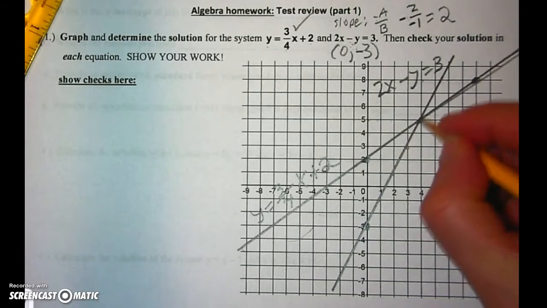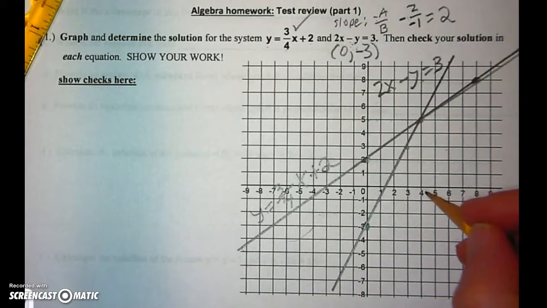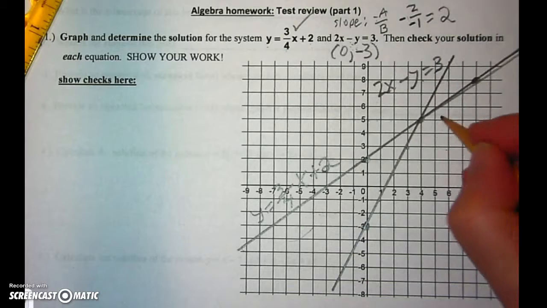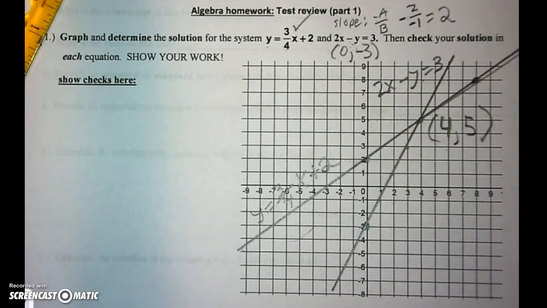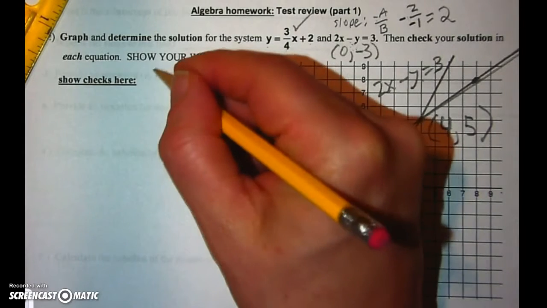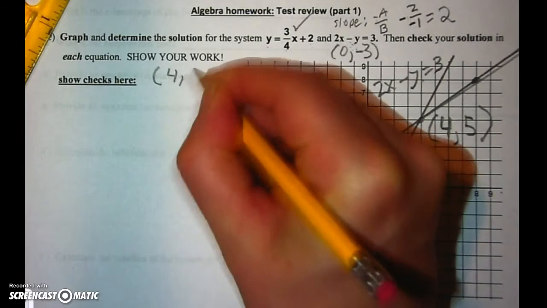And we have our point of intersection. That point is at 4, 5. Remember, x comes first, so it's 4, 5. And that's our common solution. That's the solution to this system of equations. So our answer for the system is at 4, 5.